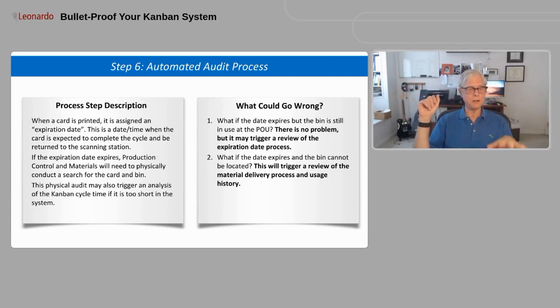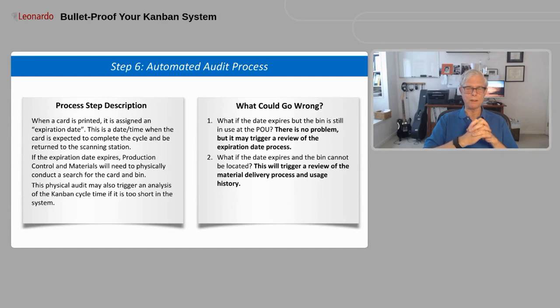So this physical audit, I'm saying, may trigger an analysis of the Kanban cycle time if it is too short in the system. If you put in a time that's too short, then you're going to get a lot of false positives where it should have come back, but it didn't. But then you go and you see it's still at the station. That's a case where some adjustments may need to be made.